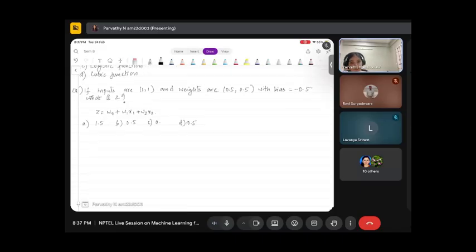Yeah, so it is B. Minus 0.5 plus 1 into 0.5 plus 1 into 0.5. So it is 0.5.